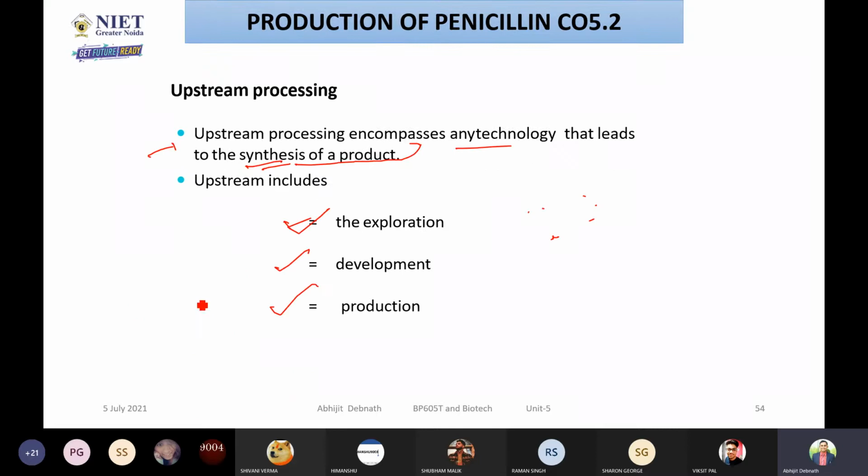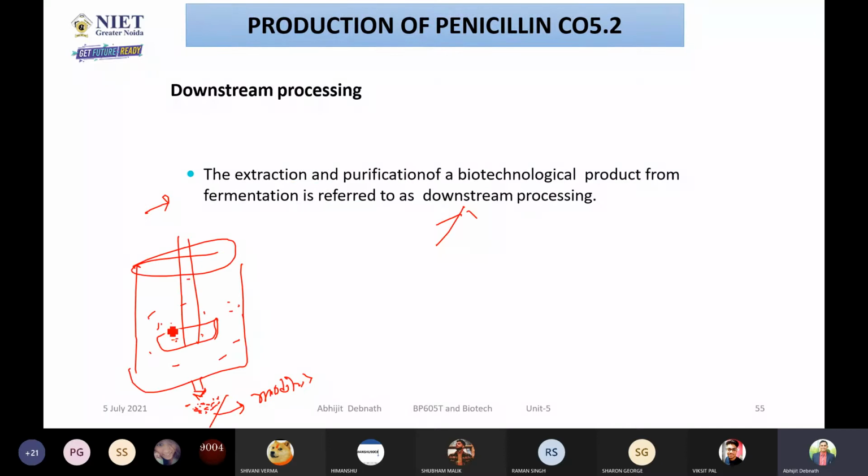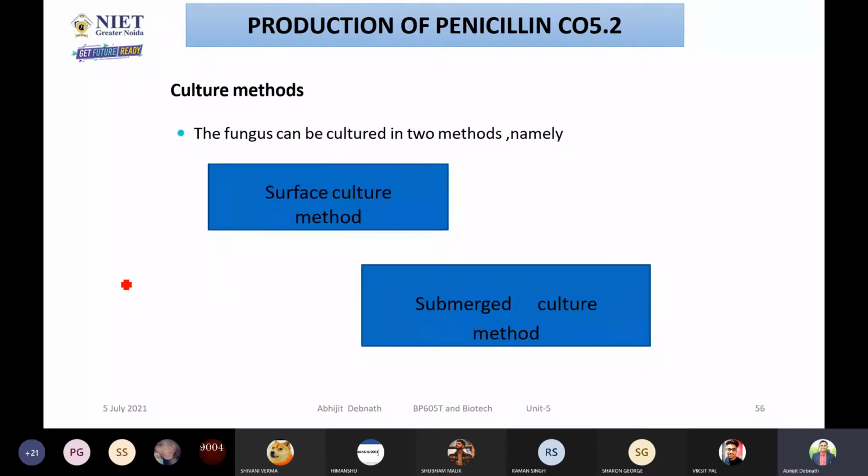And in the upstream process, if you add some technology, where in this process it is just revolving, and your bacteria and other substances are here, if at that stage you make some changes, then it will be called an upstream process.